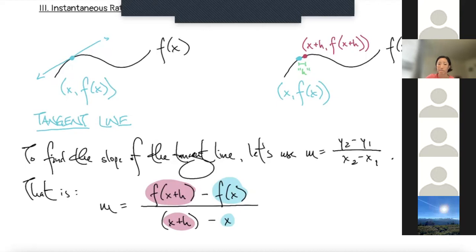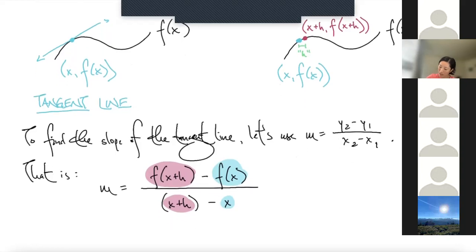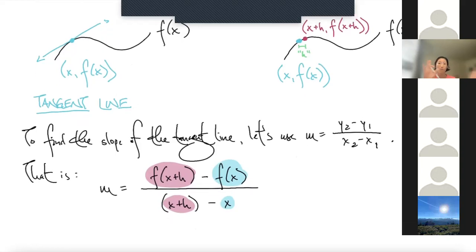Okay. All right, I see a question in the chat. So a line for 1 point is a tangent line and a line for 2 points is a secant line. Yes, that is correct. Okay. All right, so are we okay so far? We've got the slope between these 2 points, one that we know and one that is super close.